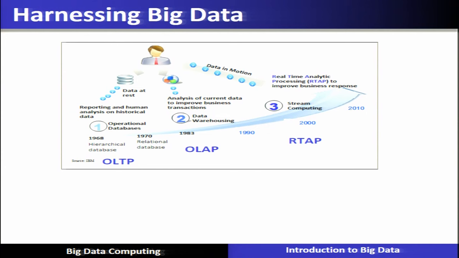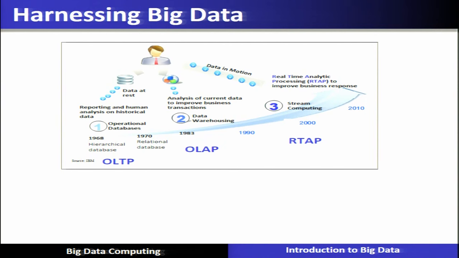Similarly, if we see the harnessing of big data, earlier the traditional approach was using operational databases. Every company had databases where the name of a customer and all other details were stored. That is how the relational database became very powerful and developed a lot of classical techniques to handle data, and that is called OLTP. The next stage is OLAP, which deals with data warehouses. That means out of different databases, it pulls the relevant information and forms the data warehouse for making decisions.